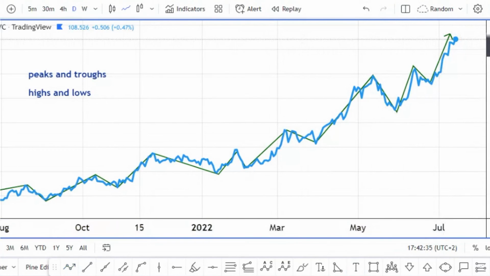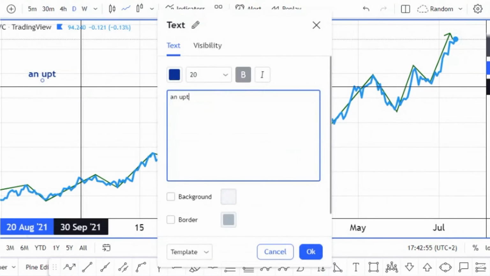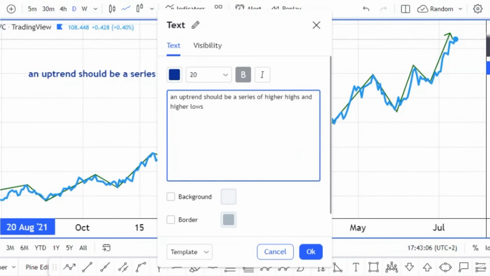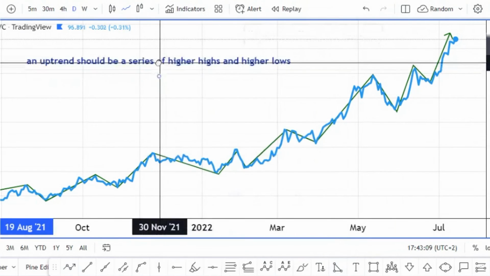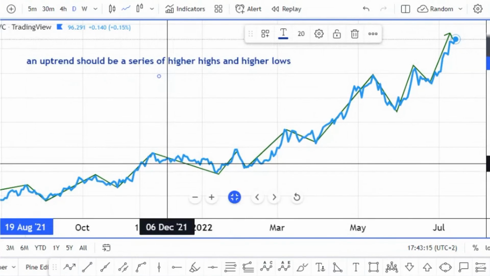Okay, so basically price will move in a series of highs and lows, or a series of peaks and troughs. If you're talking about an uptrend, the series of highs and lows, or peaks and troughs, should be higher highs and higher lows. So an uptrend should be a series of higher highs and higher lows. That's basically it. So yes, without having to draw the highs and lows, it was quite visible for us to see that it's an uptrend.